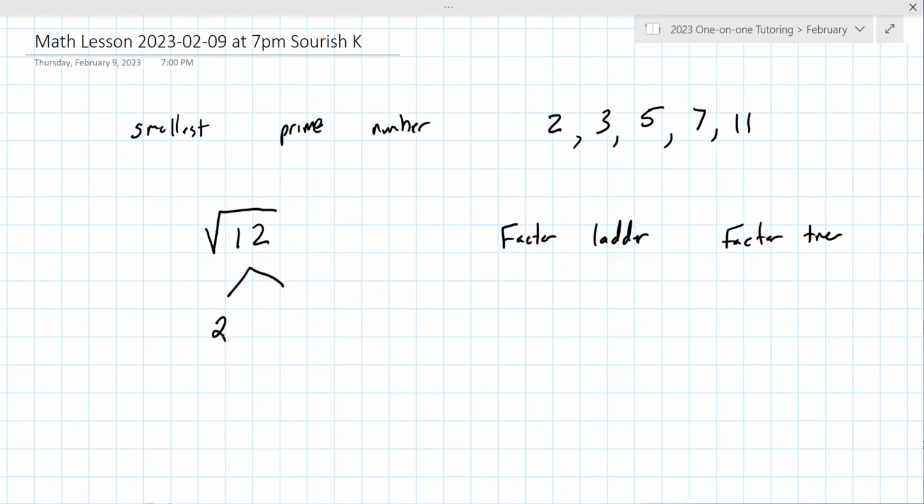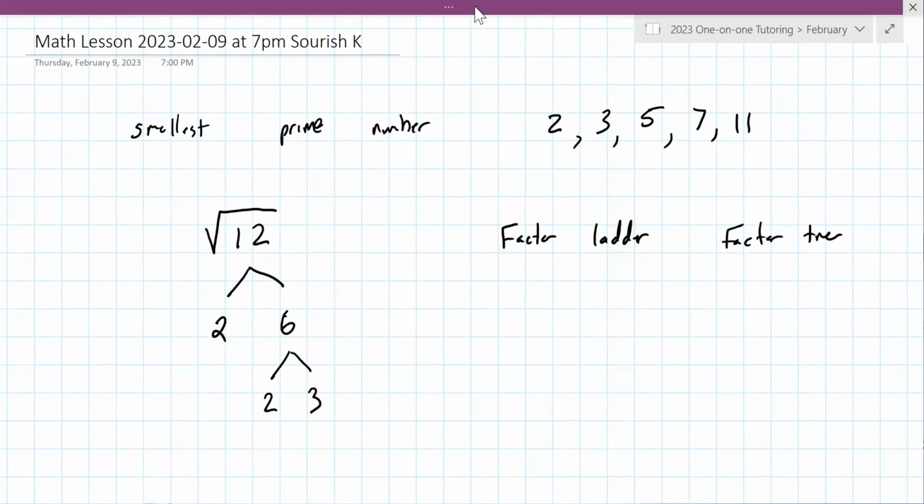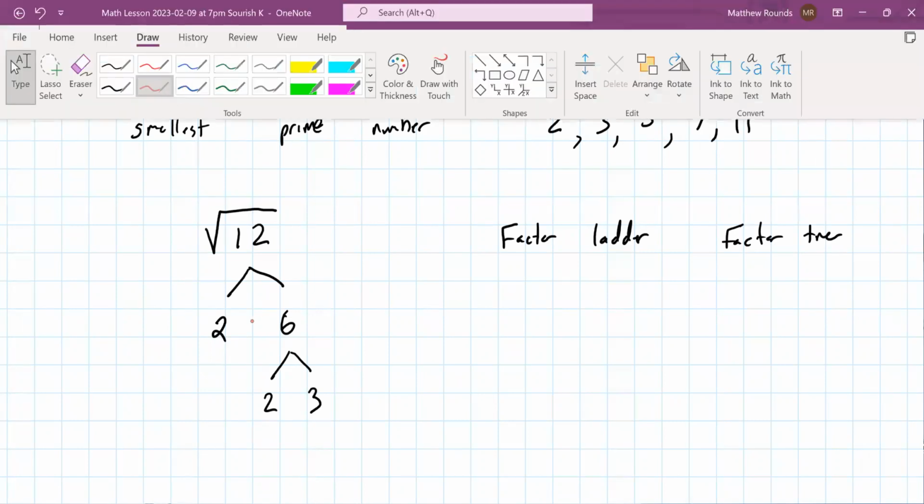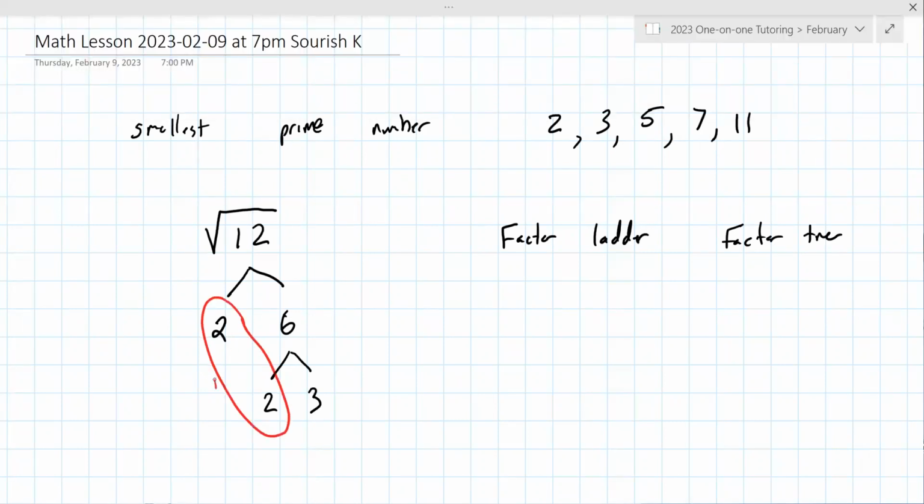What is 12 divided by 2? 12 divided by 2 is 6. Now you try it again. Is 6 divisible by 2? Yes, it's 3. Very good. Now notice how there are prime numbers on the leaves. Do you see how the leaves have prime numbers? Yeah. Okay, so for each pair, you bring one out of the root.